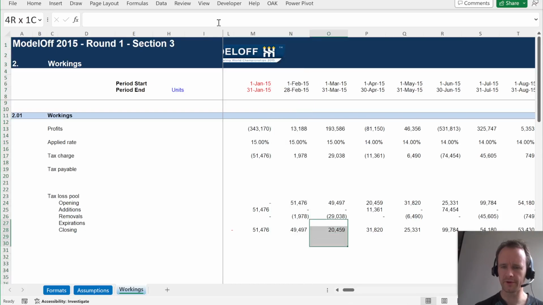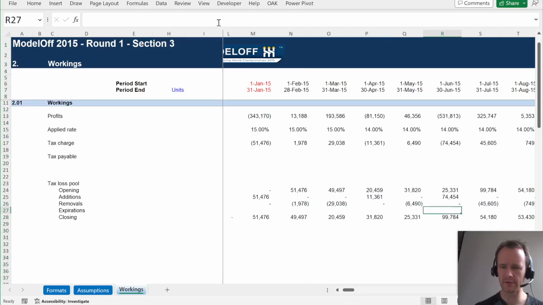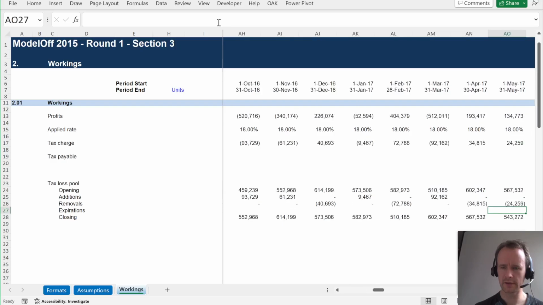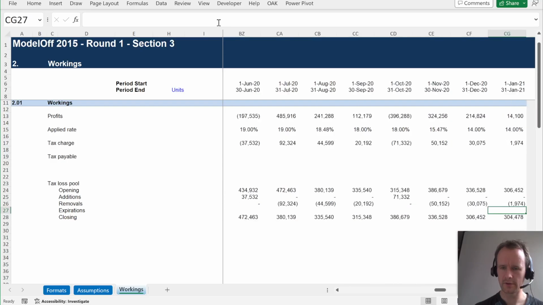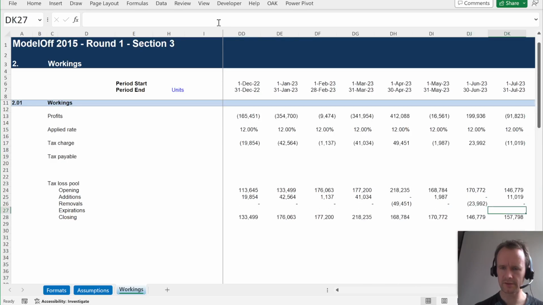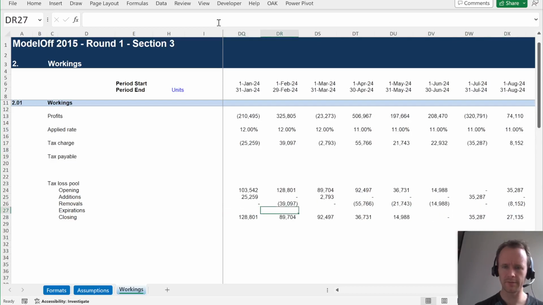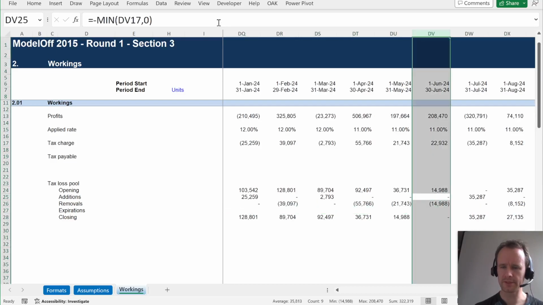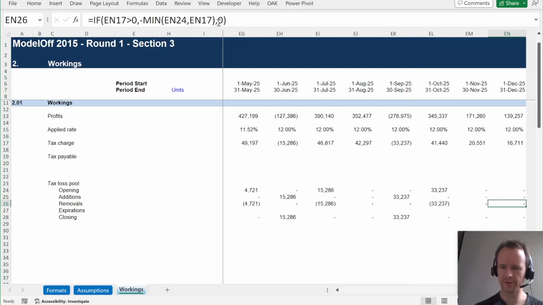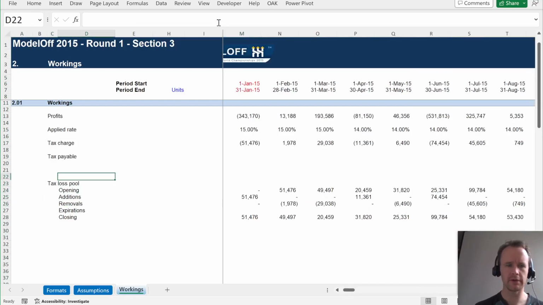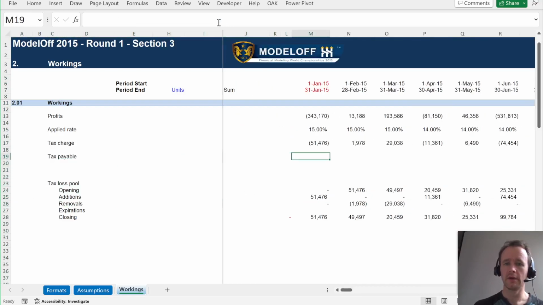Let's see, I want to find a place where the tax loss pool empties out, just so I can see that logic working. Never happens, really? That seems odd. Oh, yeah, here we are. Tax loss pool empties out, even though we have more up there. Perfect. Okay, so then tax payable. And I've just left expirations as a gap here because we can answer the earlier questions without dealing with that. So it's this plus this plus this.